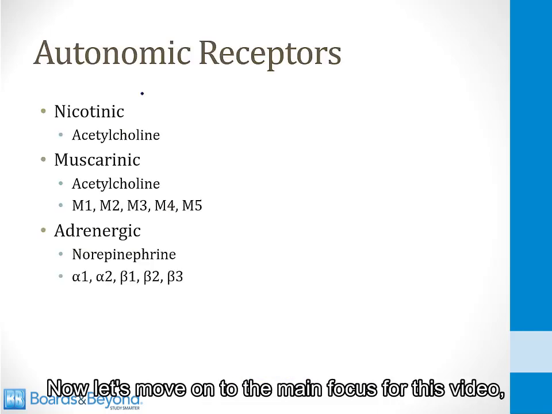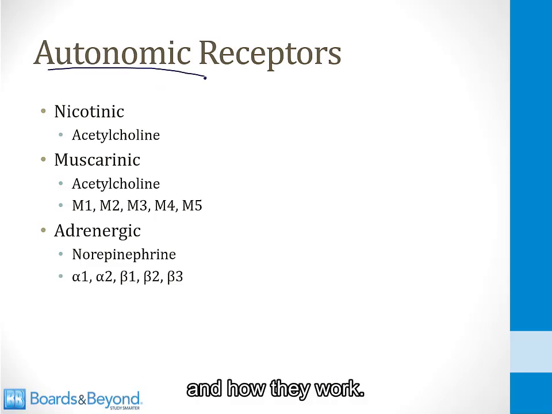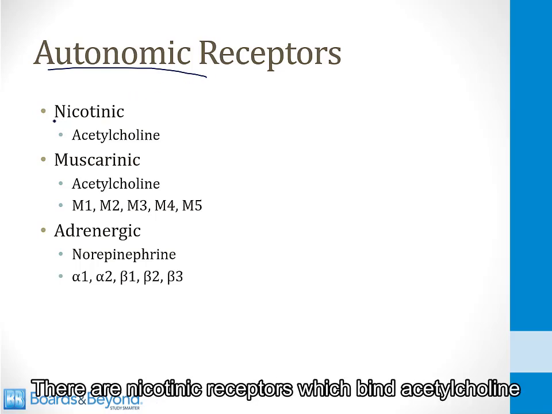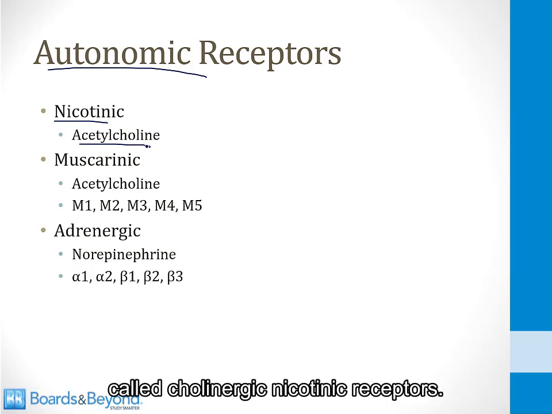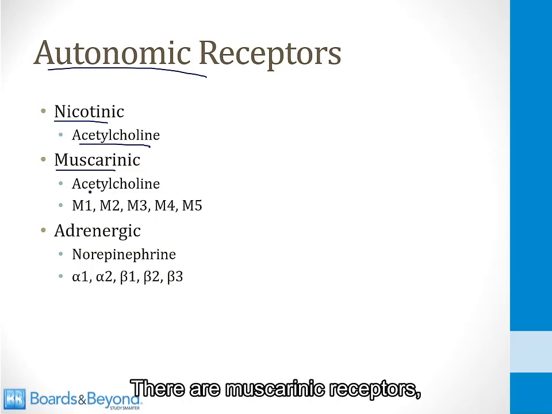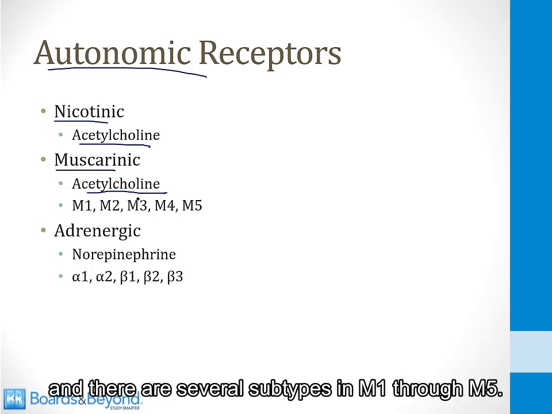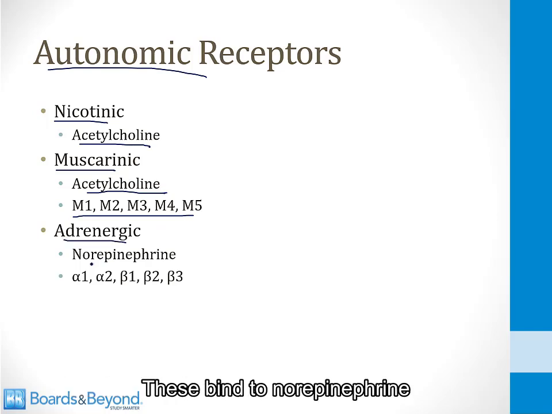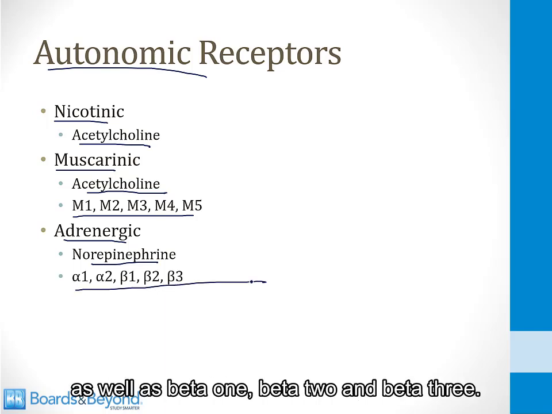Now let's move on to the main focus for this video, and that is a discussion of autonomic receptors and how they work. As you know, if you watched the video on the autonomic nervous system, there are 3 types of receptors found in the autonomic system. There are nicotinic receptors, which bind acetylcholine, and therefore they are also called cholinergic nicotinic receptors. There are muscarinic receptors, which also bind acetylcholine. These are called cholinergic muscarinic receptors, and there are several subtypes M1 through M5. And then finally, there are adrenergic receptors. These bind to norepinephrine, and there are alpha-1 and alpha-2 receptors, as well as beta-1, beta-2, and beta-3.